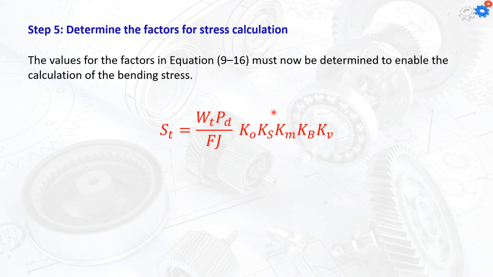we need to find all the factors needed to be able to calculate the bending stress. So now the PD is known, WT is known, F is known, we need to find the J, KO is known, KS, KM, KB, and KV. So we're going to start to do that. I'm going to show you most of the calculation, which is just simply repeated for each gear.